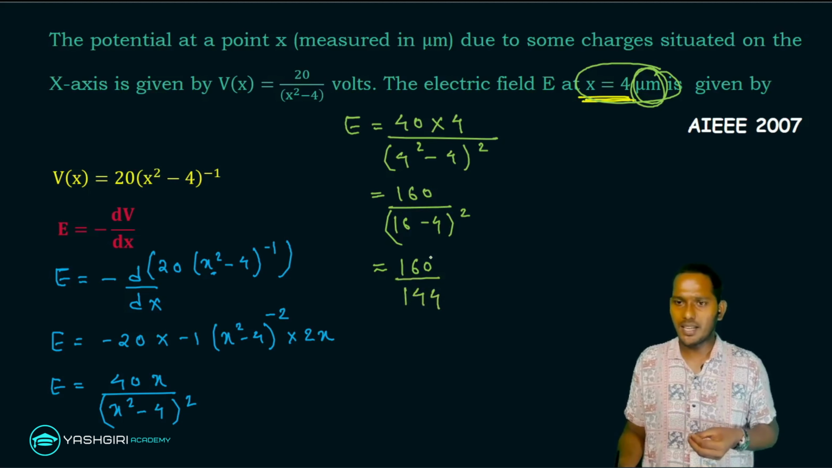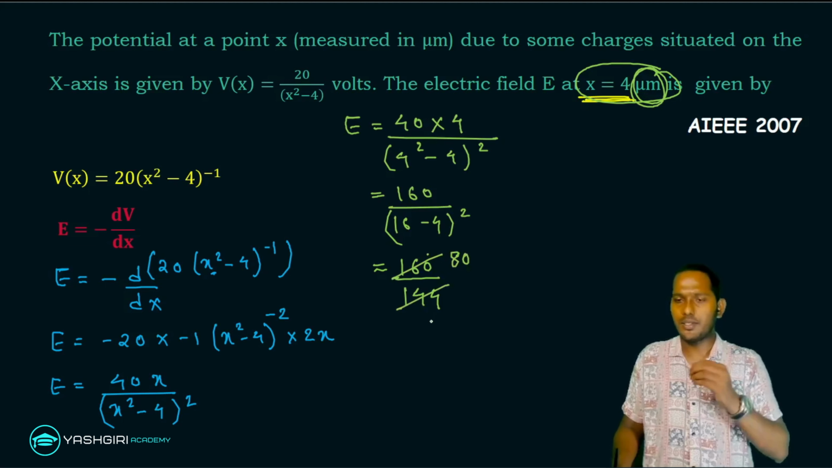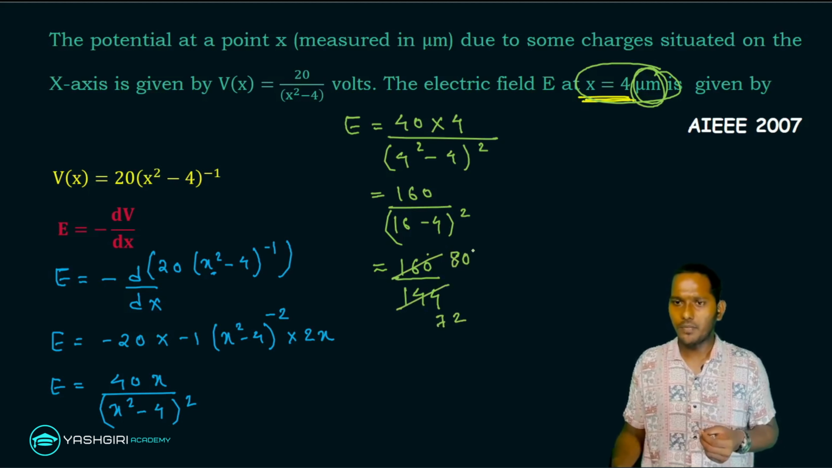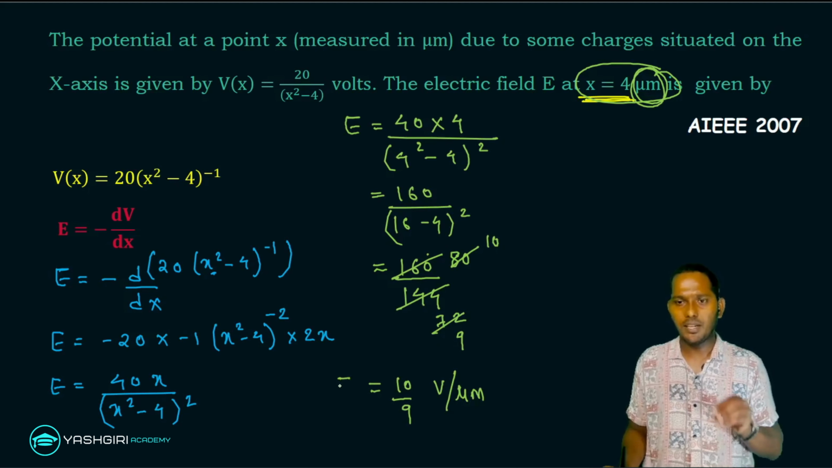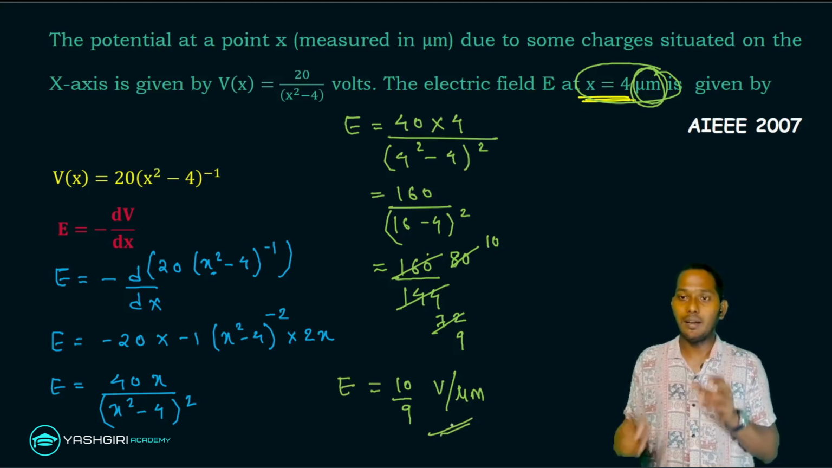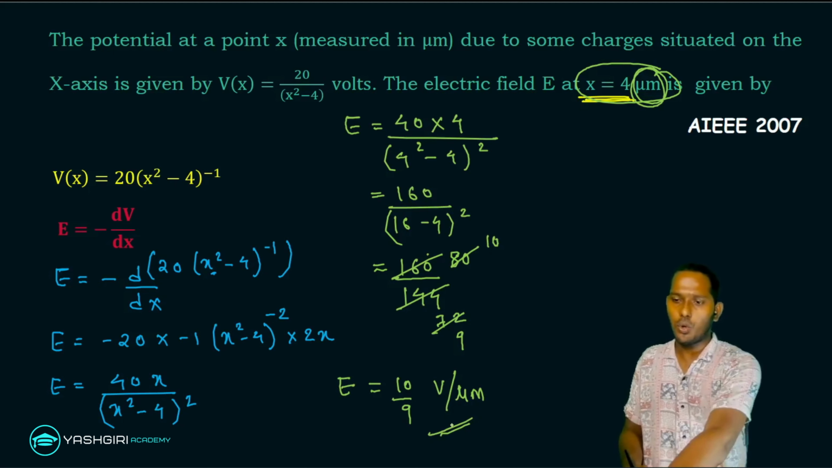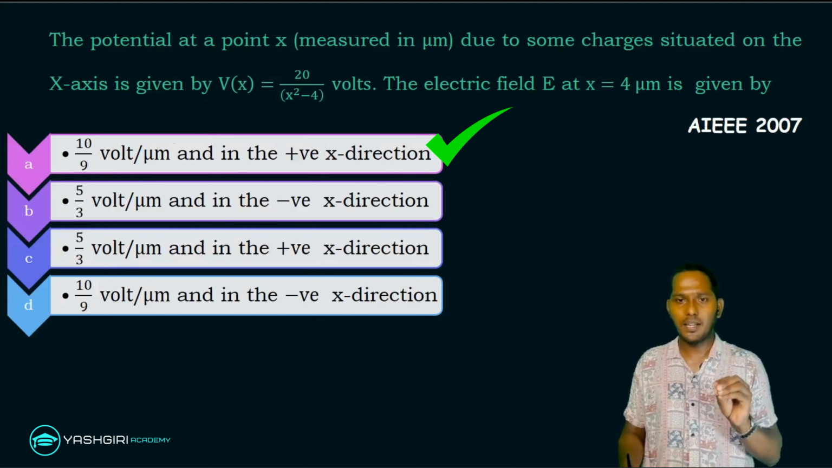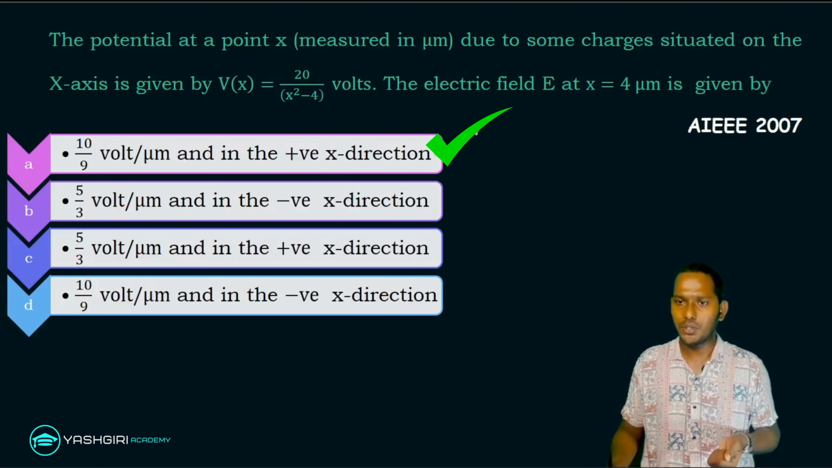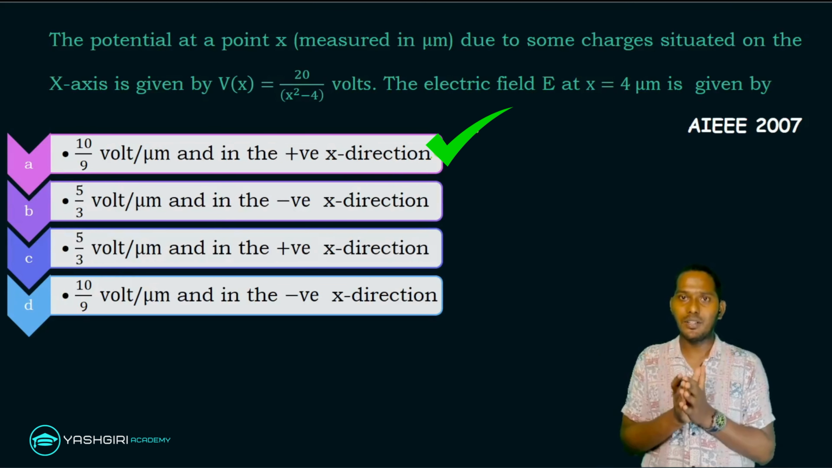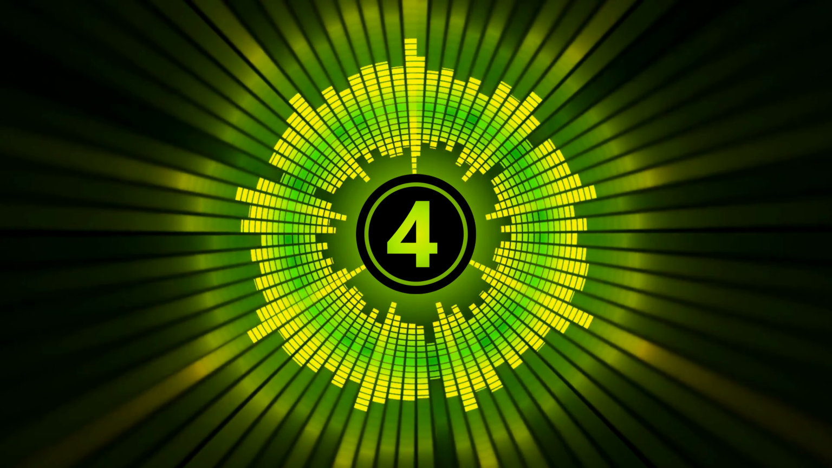So from here on, students, I just cancel out here. 2 80s are 160. And I can say that here in this case, 2 72s are 144. And 8 10s are 80. And 8 9s are 72. So that will give me, students, 10 by 9 volt per micrometer. So that will be an electric field, and that is going to be in a positive x axis, right? In a positive direction. So this is the answer, guys. I can say 10 by 9 volt per micrometer and in a positive x direction. That's the correct answer for this question.